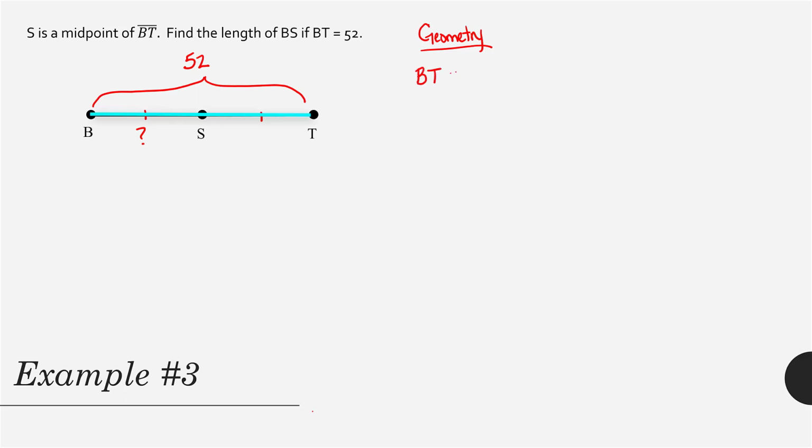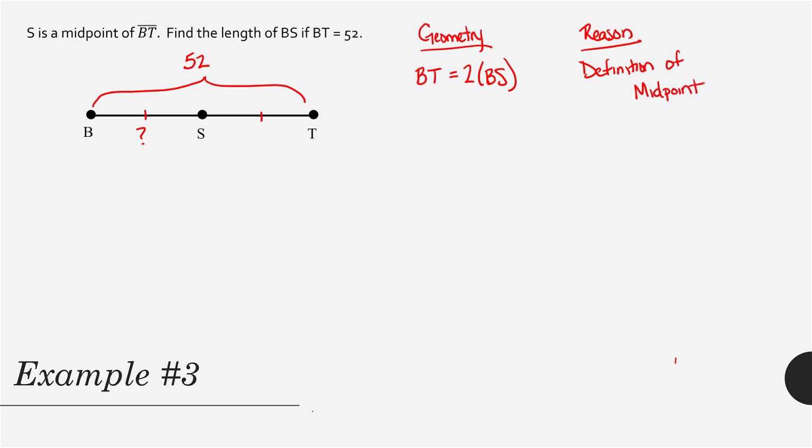BT equals 2 BS. Because the left side is the same as the right side. So I just have two of those segments. And that would be our reason here. So our reason would be definition of midpoint.